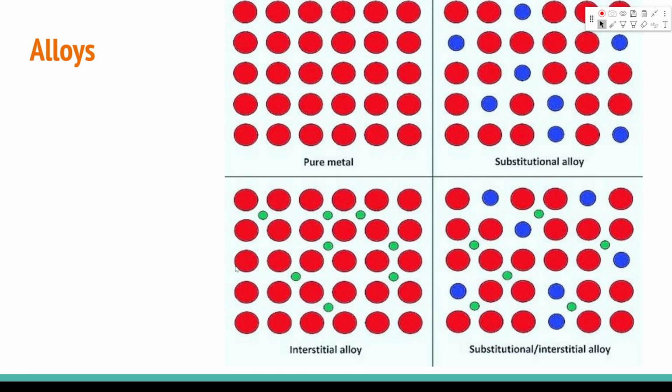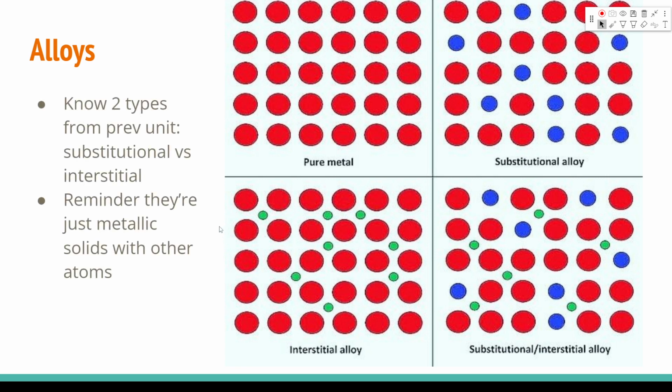Alloys are made out of metal. They're still metallic bonding. There are the two we learned earlier, substitutional versus interstitial. They're just metallic solids like any other metallic solid, except we have substitutions or interstitials. So same properties as before with the metallic, so make sure you can apply those properties to alloys.